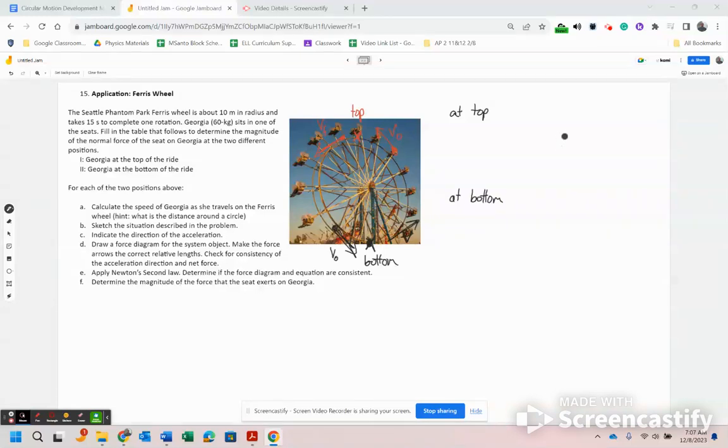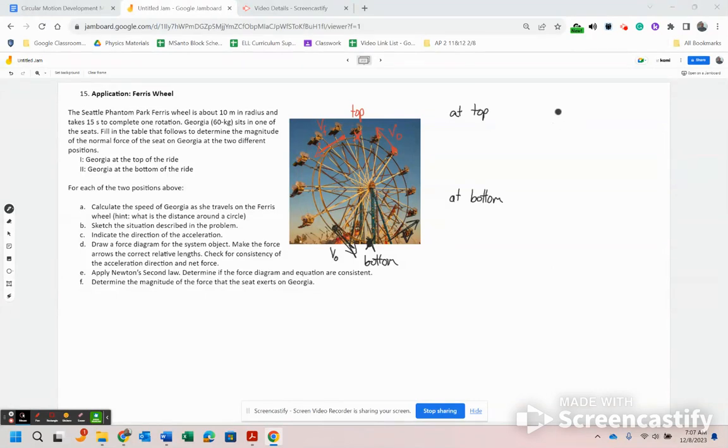So here we're looking to determine the force of the seat of the Ferris wheel on Georgia at the top of the ride and the bottom of the ride. So we know the mass of Georgia, and we know the radius of the Ferris wheel and the time it takes to make one complete rotation.